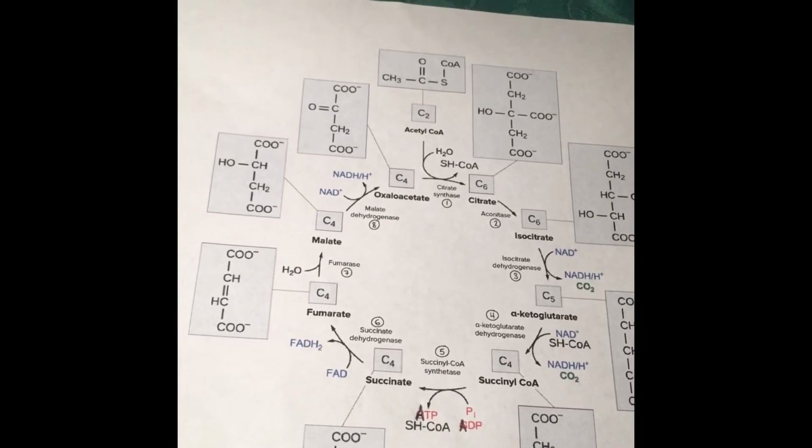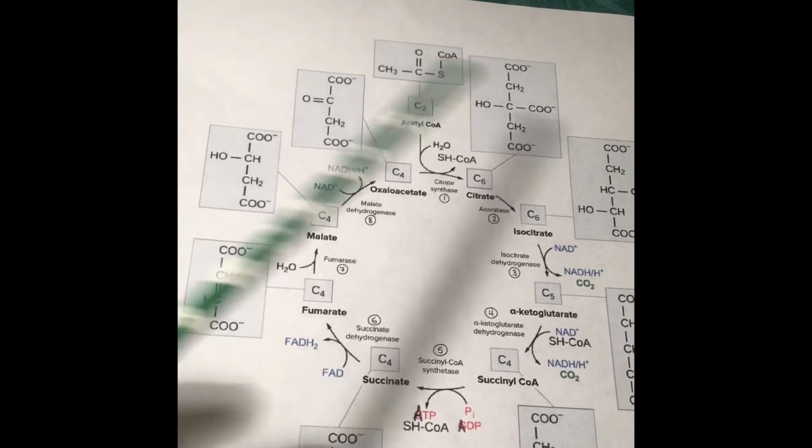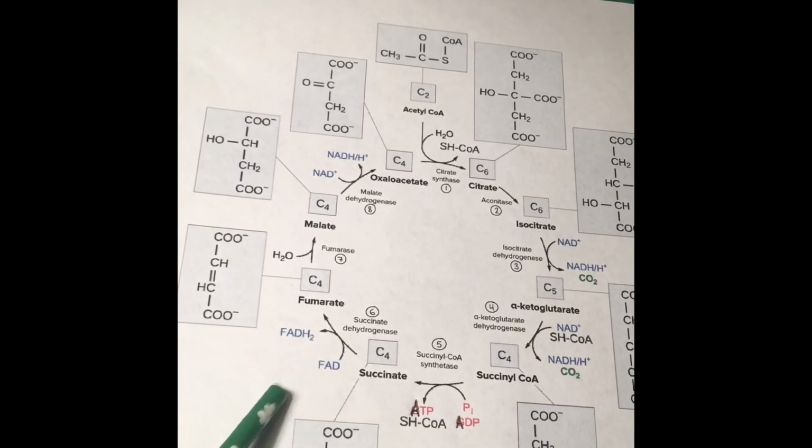Now, before I move on, I would like to just explain the products of the citric acid cycle to you. In one turn of the cycle, which is the 8 steps I just explained to you, you are given 2 molecules of carbon dioxide, 3 molecules of NADH, and 1 molecule of FADH2. Now we're going to move on to explaining these products and how we get ATP.